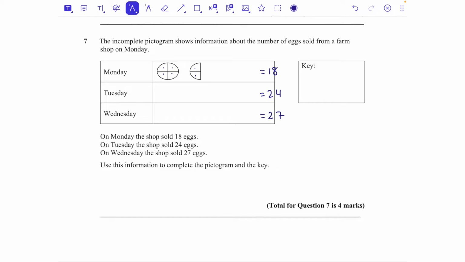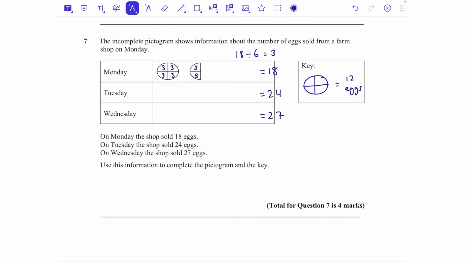So I'm going to take that 18 and divide it by 6, and that tells me that each of these little sections is worth 3. 18 divided by 6 is 3. So 3, 3, 3, 3, 3, and 3. There we go. So the key, I'm now just going to do a full circle, and let's cross it just so that it's the same as those, is going to equal 12 eggs. So it's 3, 3, 3, and 3 to make a full circle.